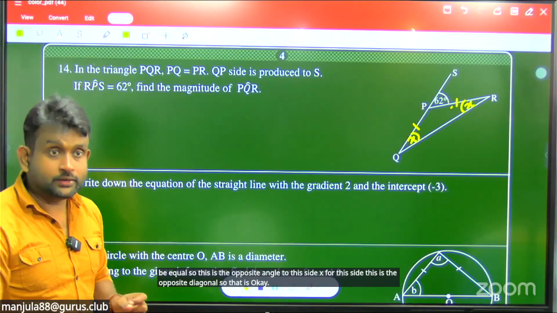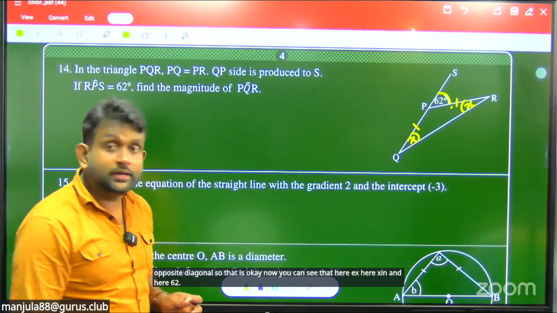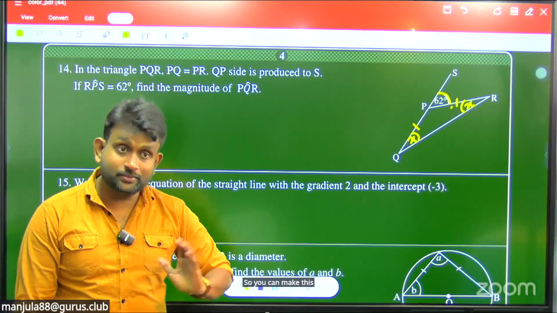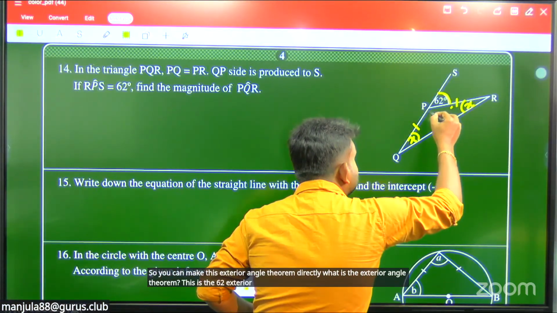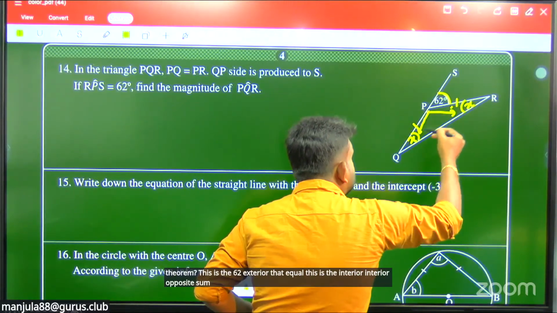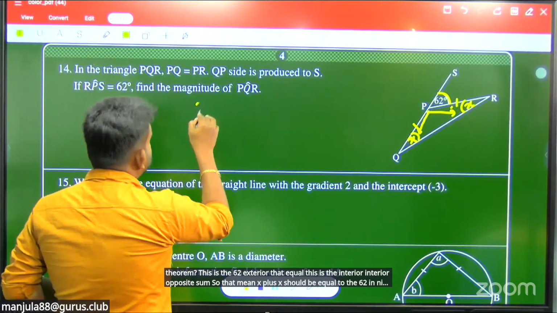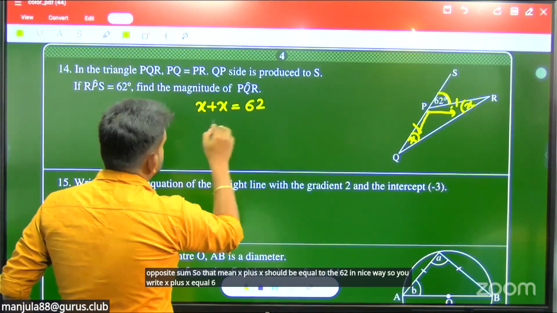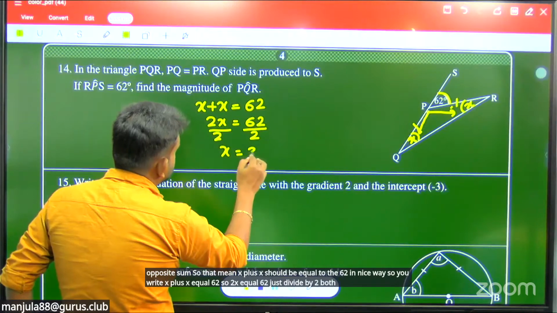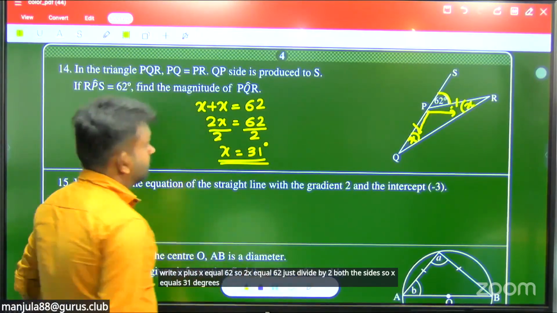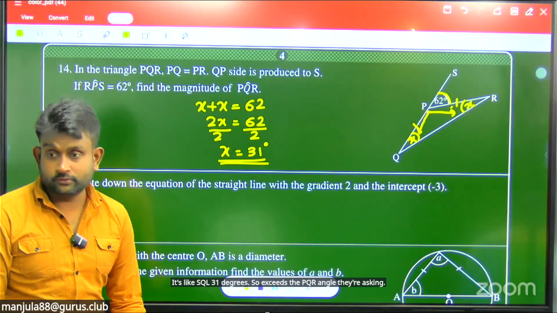Now you can see here x, and here 62. So you can use the exterior angle theorem directly. What is the exterior angle theorem? This 62 is the exterior angle, and it equals the sum of the interior opposite angles. So x plus x should equal 62. So 2x equals 62. Just divide both sides by 2. So x equals 31 degrees. So x is the angle PQR they are asking. Fine.